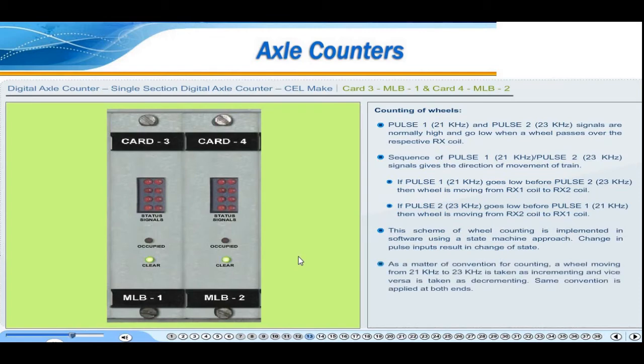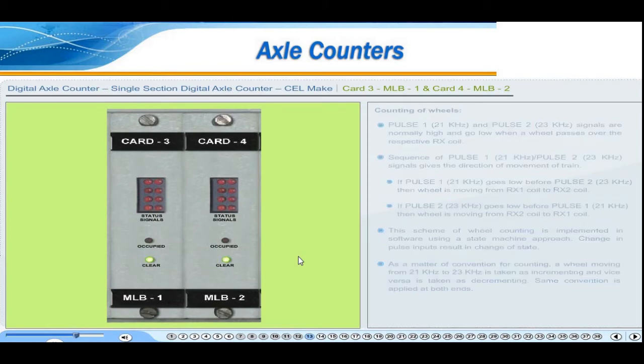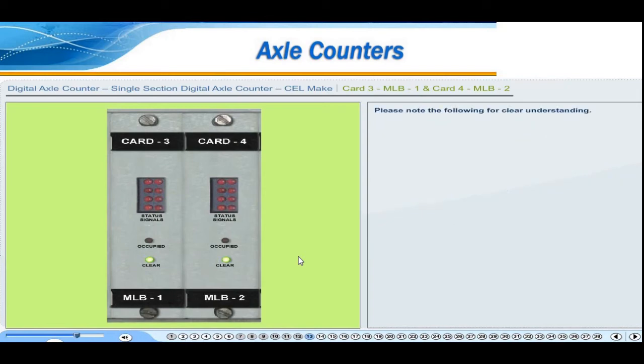As a matter of convention for counting, a wheel moving from 21 kHz to 23 kHz is taken as incrementing and vice versa is taken as decrementing. The same convention is applied at both ends. Please note the following for clear understanding.